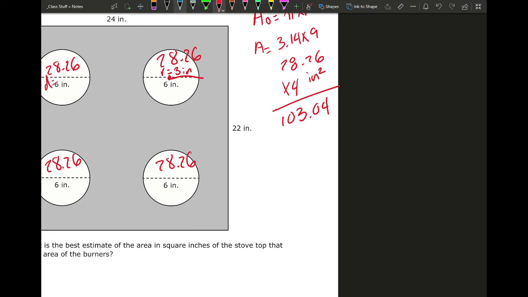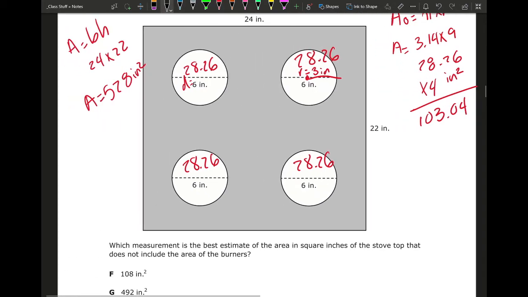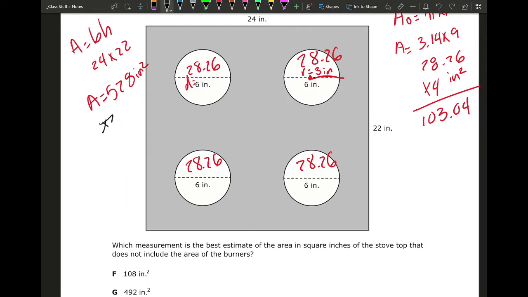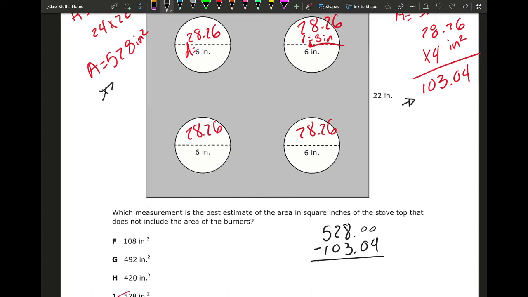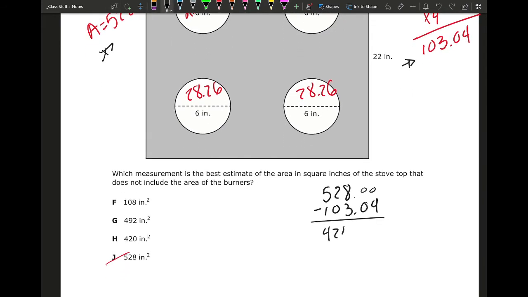So now my rectangle is that. I gotta take away this. So now I'm gonna do 528 minus 103.04. So just fill this with zeros. So 528 minus 103.04 gives you 424. That's the total area of the stove without the burners.